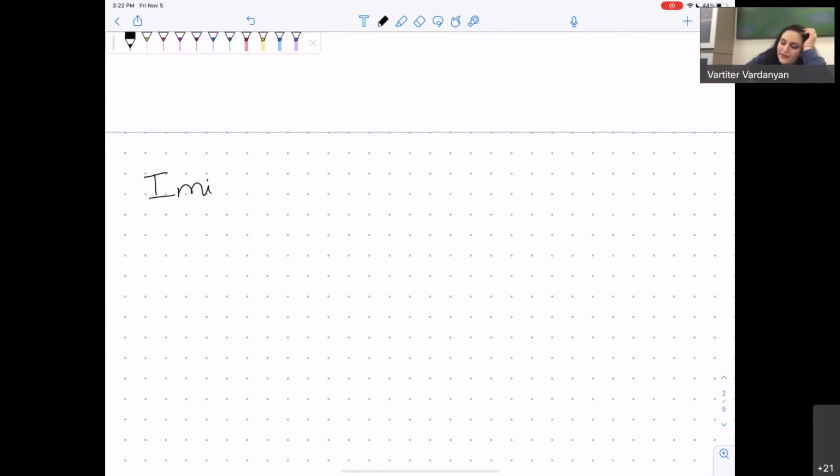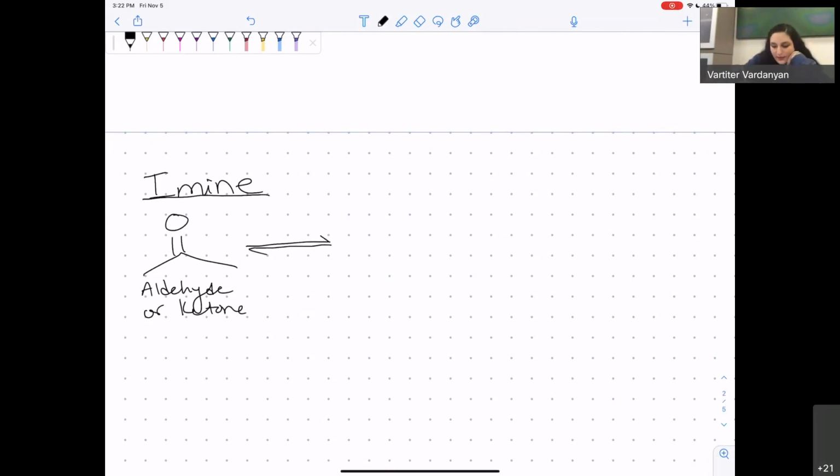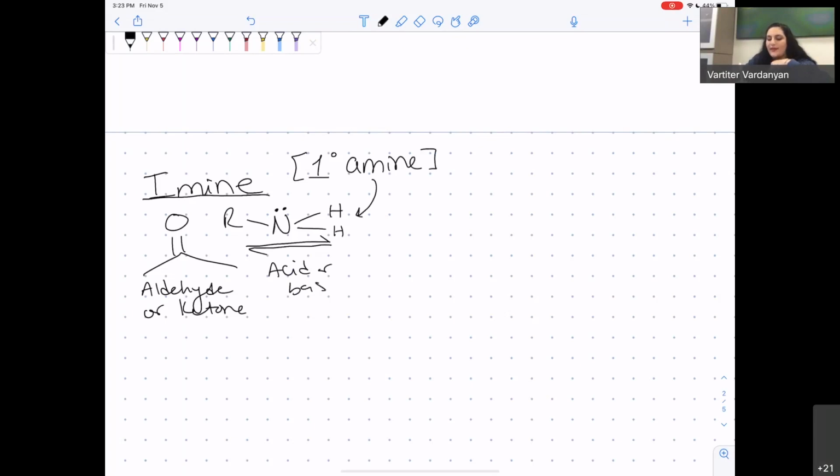So the next one we're going to talk about is the imine reaction. In this reaction, we're going to have an aldehyde or ketone. It could be either. And it's going to react with a nitrogen that has two hydrogens and an R group. We call this a primary amine. And it could have acid or base catalyst.